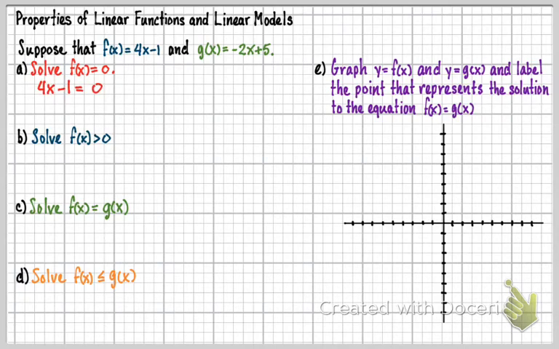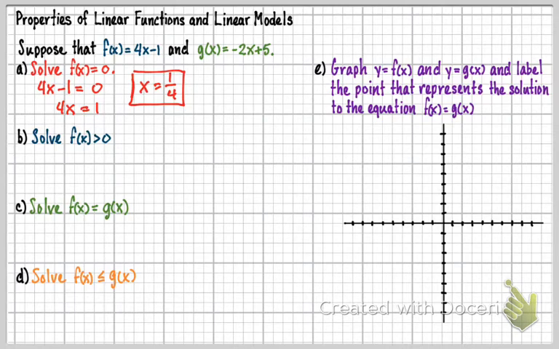And then all I do here is solve for x. So I add 1, so I get 4x equals 1. And then I divide by 4. So my answer is x equals 1/4. Done. So that's how nice these are. I just sub it in for it.